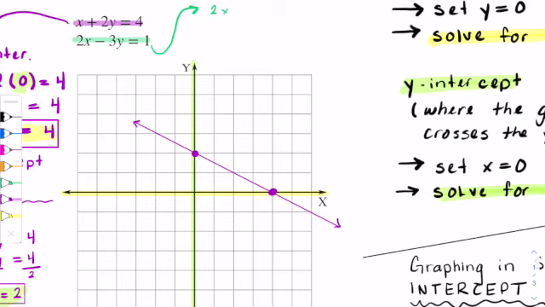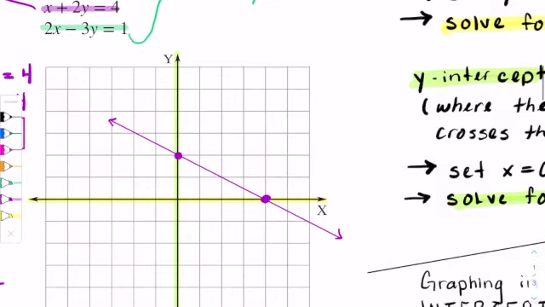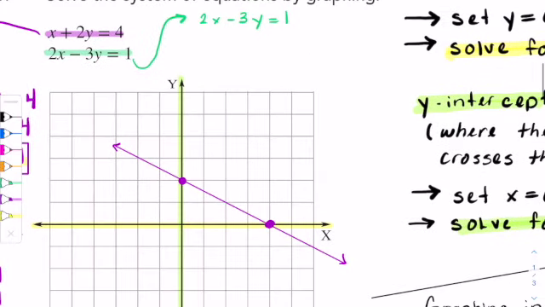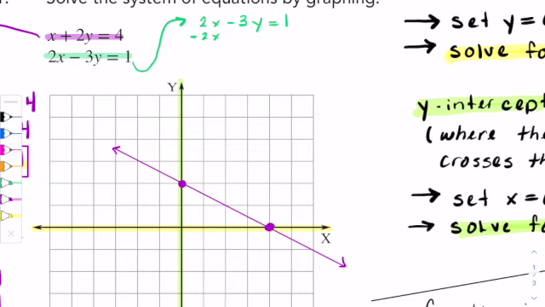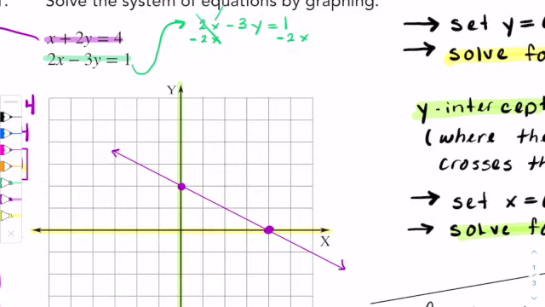Our equation is 2x minus 3y equals 1. We want to isolate the y variable, so we need to move everything that is not with the y variable over to one side of the equation. That means I am going to subtract 2x from both sides. That's removing 2x from the left side of the equation. I'm left with negative 3y equals negative 2x plus 1.